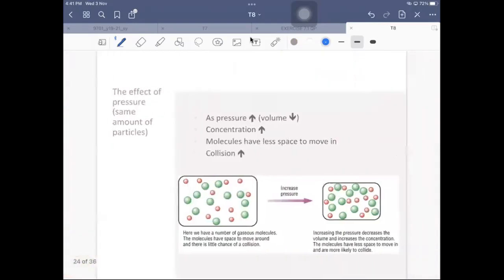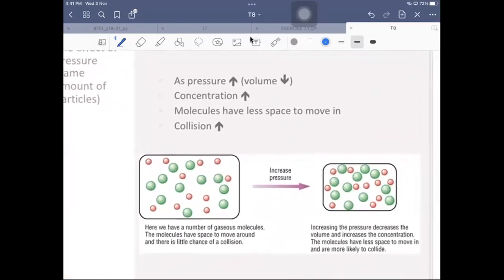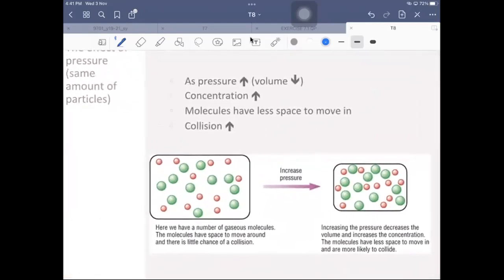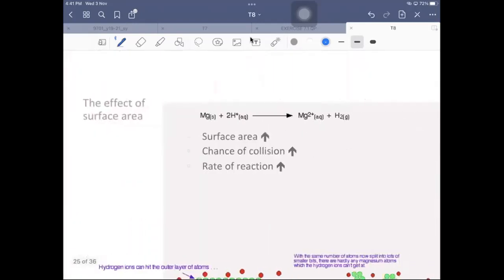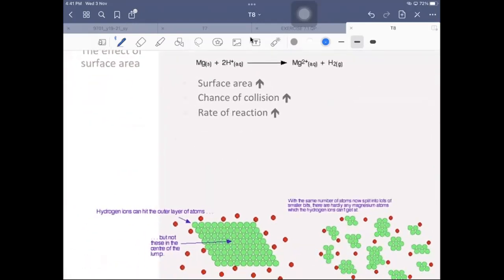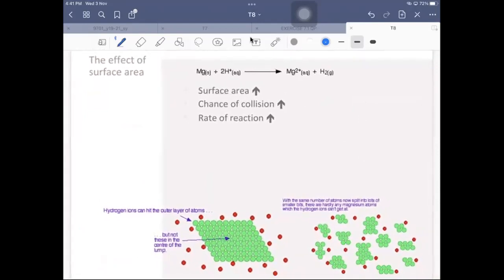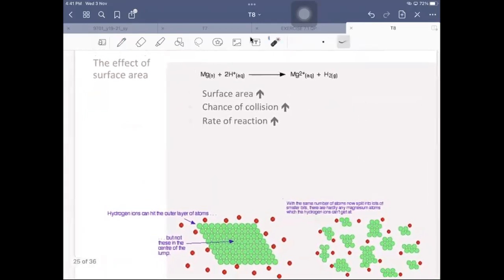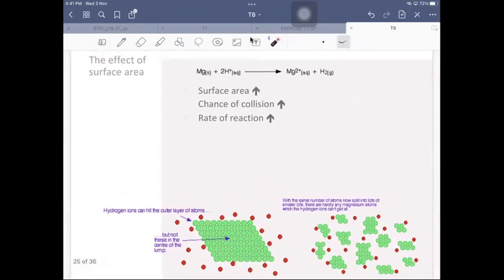Okay, moving on. Again, here is another diagram to show you how increasing pressure can increase the rate of reaction. Okay, same thing, so I will not go through it. This is the one that is not mentioned in your syllabus, so I'll just show you the diagram quickly.